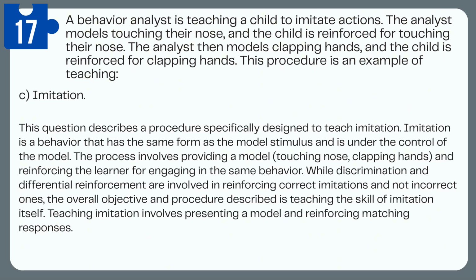Answer: C. Imitation. This question describes a procedure specifically designed to teach imitation. Imitation is a behavior that has the same form as the model stimulus and is under the control of the model. The process involves providing a model, touching nose, clapping hands, and reinforcing the learner for engaging in the same behavior. While discrimination and differential reinforcement are involved in reinforcing correct imitations and not incorrect ones, the overall objective and procedure described is teaching the skill of imitation itself. Teaching imitation involves presenting a model and reinforcing matching responses.